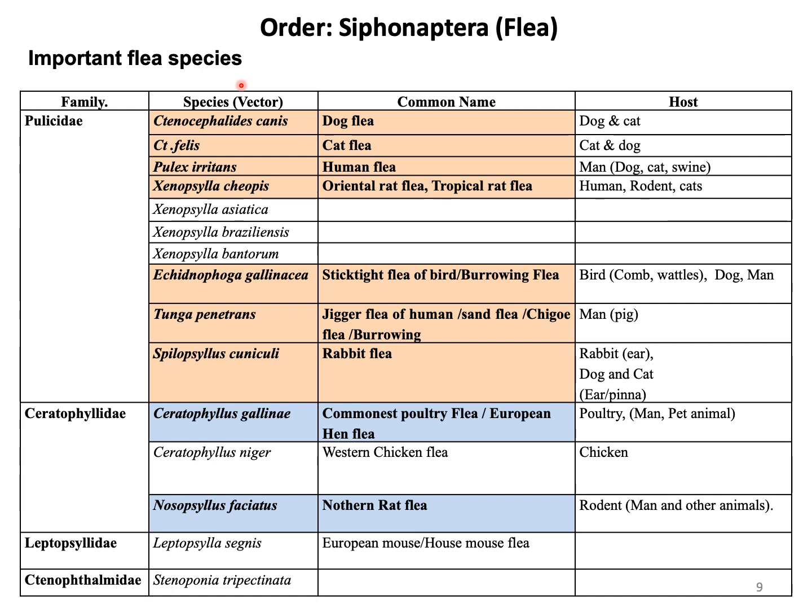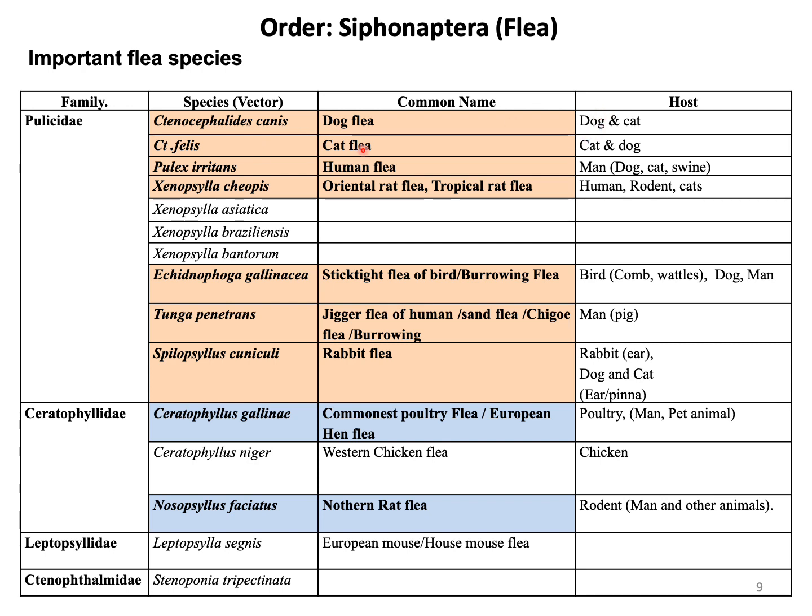Important flea species include Ctenocephalides canis, Ctenocephalides felis, Pulex irritans, Xenopsylla cheopis, Echidnophaga gallinacea, Tunga penetrans, Spilopsyllus cuniculi, and another family, Pulicidae. So Ctenocephalides canis is also known as the dog flea. This mostly infects dogs, cats, and different other animals.